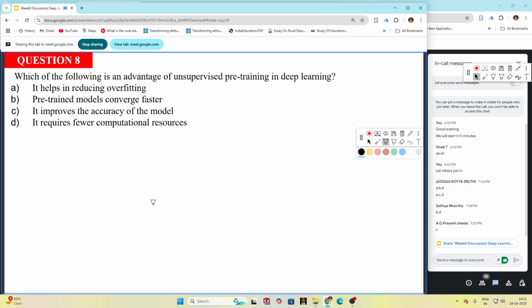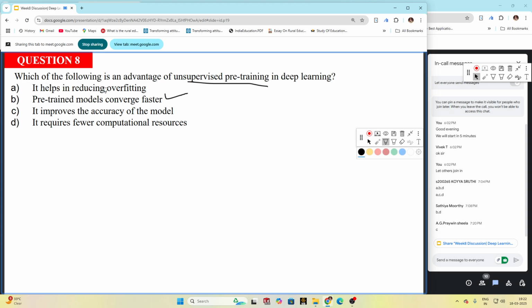Which of the following is an advantage of unsupervised pre-training in deep learning? Reduced overfitting; pre-trained models converge faster; it improves the accuracy of a model; it requires fewer computational resources. So any guesses for this? Pre-trained model converges faster. Yeah, exactly. This is one of the limitations of backpropagation. That is why we are using this unsupervised pre-training.